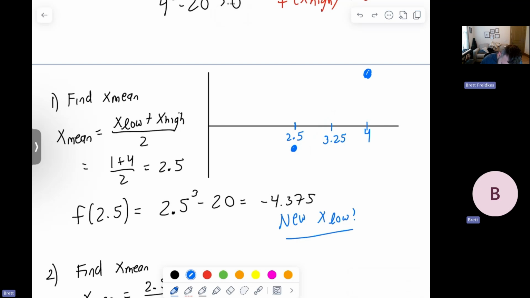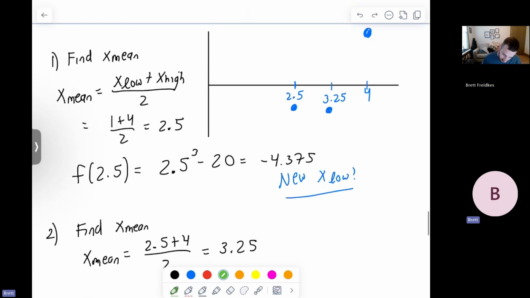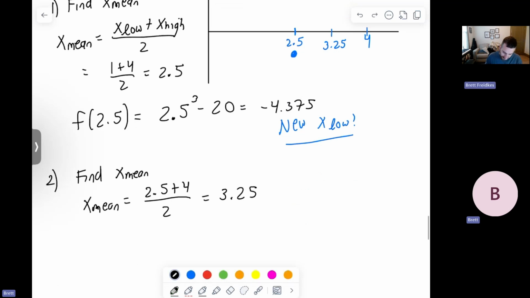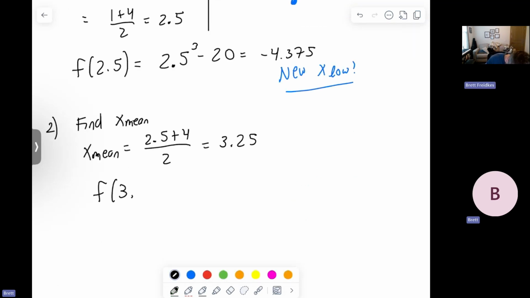If f of 3.25 was negative, well, that would become the new x low because we're bracketing the root in between a positive function value and a negative function value. You have to have opposite signs at the tails of that window. If the 4 is positive and the 3.25 is negative, that's our window. They're opposite signs. So we have to plug it in now. So now let's plug in f of 3.25. 3.25 cubed minus 20. And looking at that, this is 14.328, which is positive.